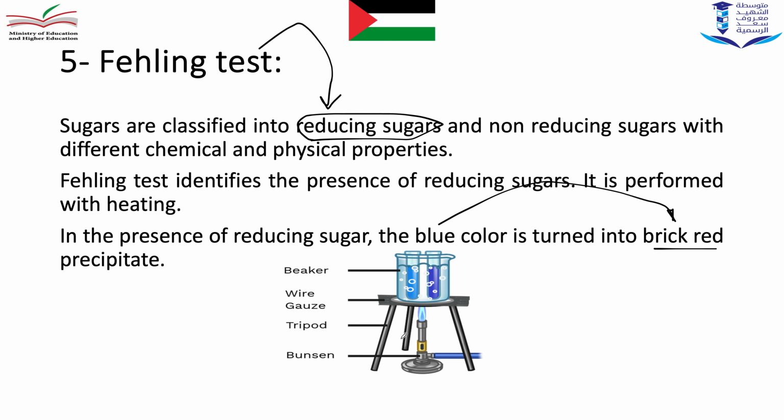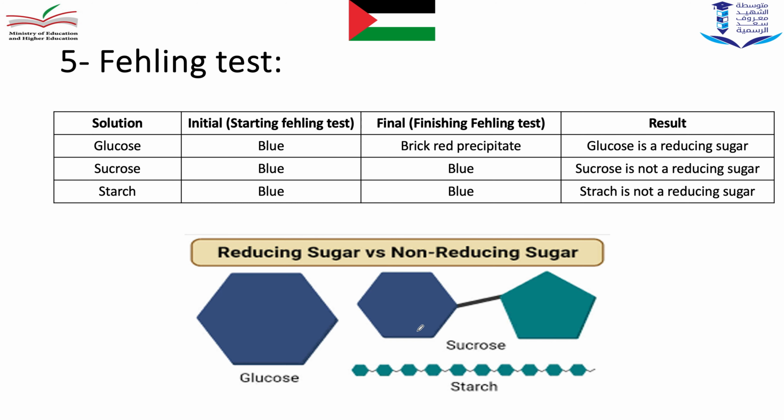We will see here, as you see, we need what? Heating. Fehling's test, for example, gave blue at the initial stage. Here all of them gave blue at first, and at the end of Fehling's test here we have a positive because of the presence of brick red precipitate, negative and negative. So which one of them is a reducing sugar? The glucose is a reducing sugar.